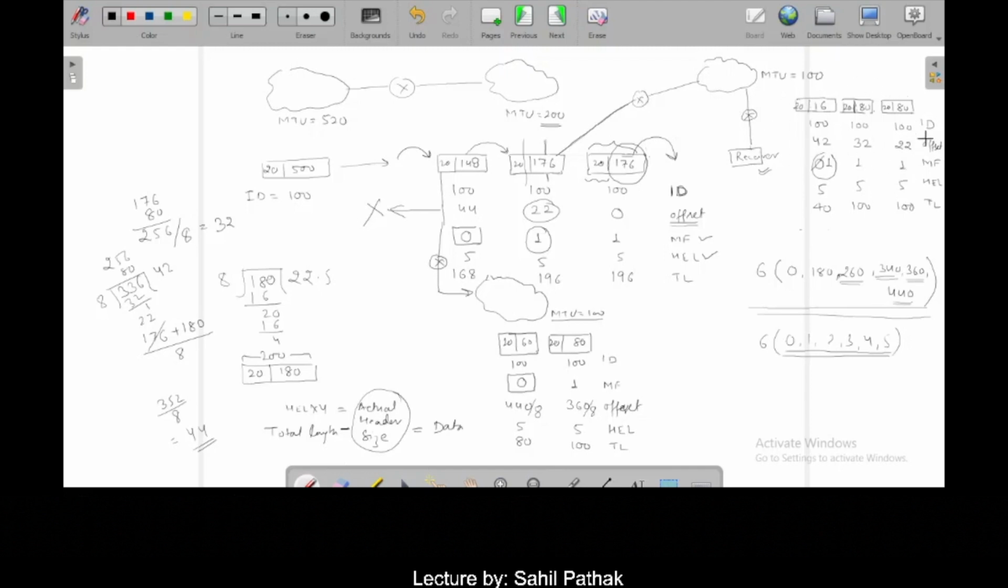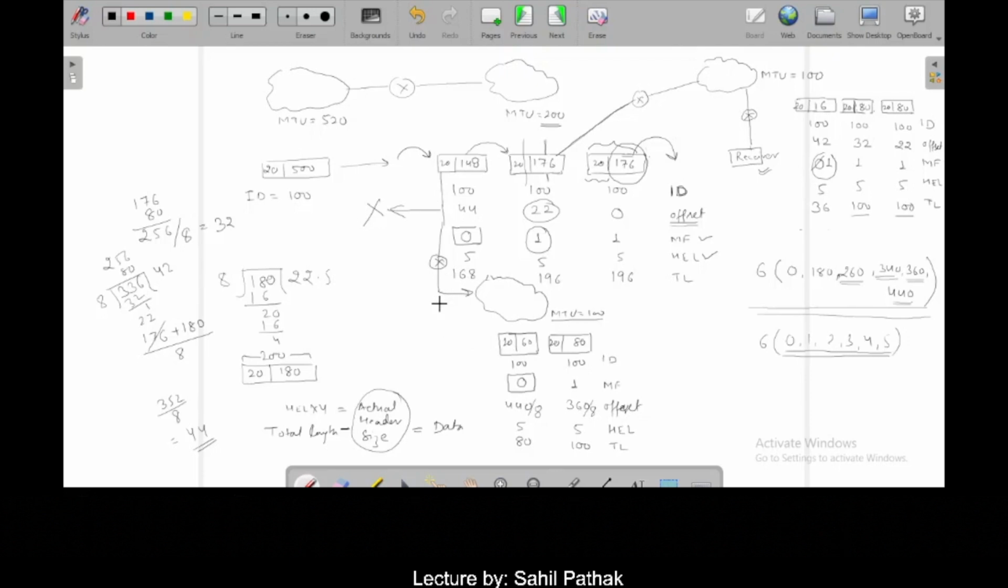Okay, now what are the values that are going to change? Again, MF is not going to change. HLEN, that is header length value, is not going to change because header size is same. Total length now is going to change, and in this case it is same 100. In this case it is same 100. In this case it is going to be 36. So this is going to change, and this will become 36.